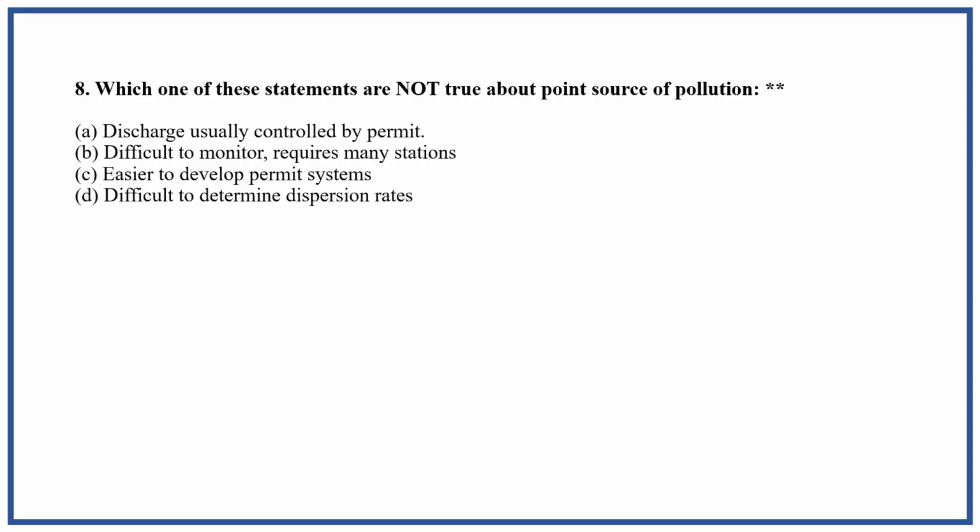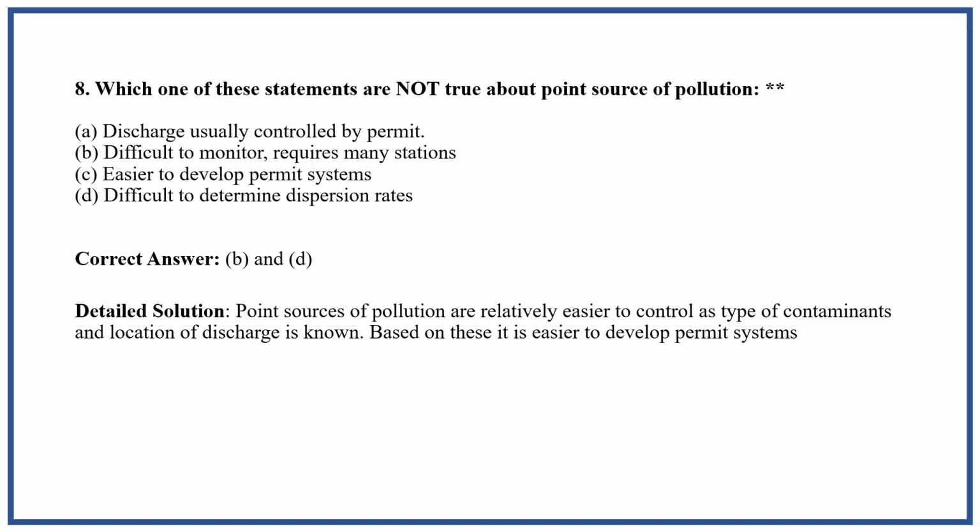Third is easier to develop permit systems. So for which source of pollution it will be easier? Point source or non-point sources? Permit systems are basically the regulatory systems like the discharge standard we can make for any effluent from any industry or any municipal discharge. So, will it be easier for a point source or non-point source? Easier for the point source. Yeah, it is true for a point source. So, the last option, difficult to determine dispersion rates. So, it is not true for a point source. So, the correct answers are B and D. Okay.